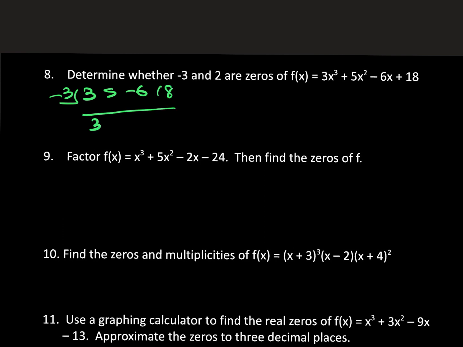So bring it down. Multiply, add. How many times have I said this today? Multiply, add. Look at this. I got a 0. So -3 is a zero. I'm going to just put yes. -3 is. Sorry.